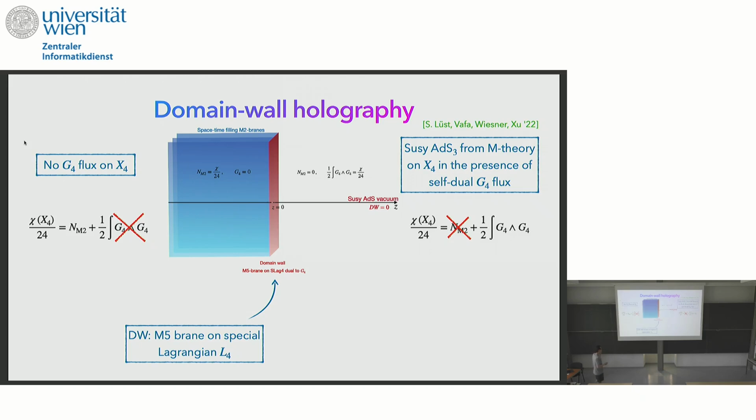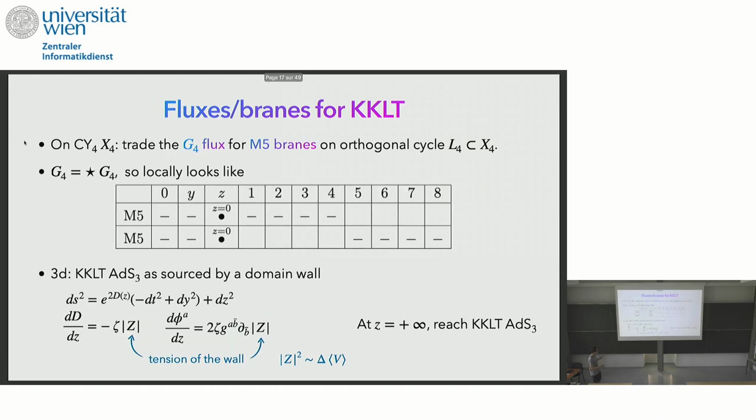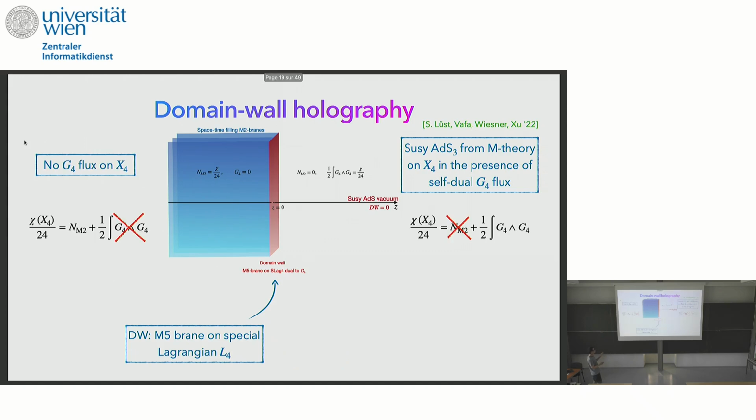So you have the tadpole cancellation conditions, and on the right side we wanted to have fluxes, but on the other side, just for simplicity, we want the tension of the wall to be exactly the vacuum expectation value of the right AdS. So then we don't want to have any vacuum expectation value on the left side, so we don't put any fluxes. But because you have this tadpole cancellation condition, you have to replace these fluxes by M2 branes.